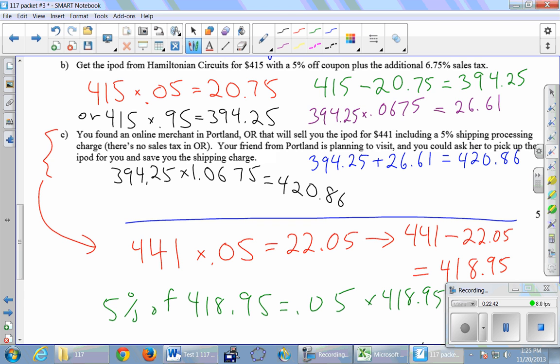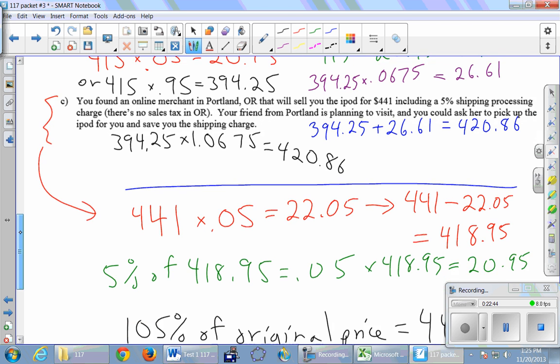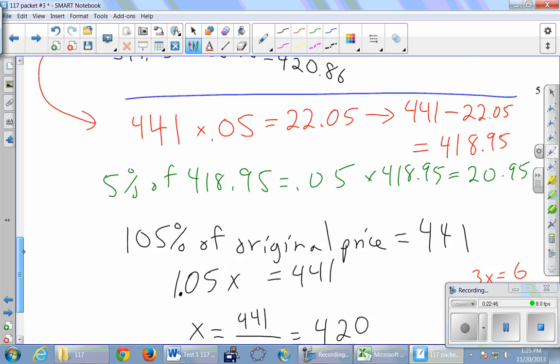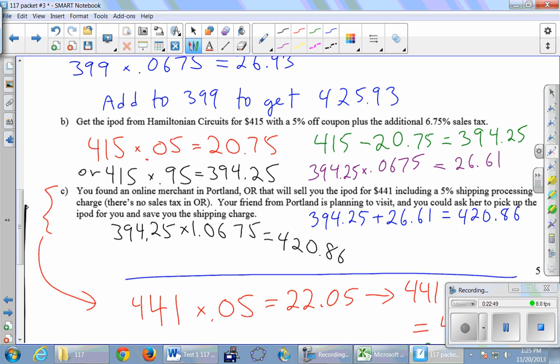Okay, so which was the best option here? That's 420. We save 86 cents. I don't know if it's worth putting out your friend for 86 cents, but that's your call.